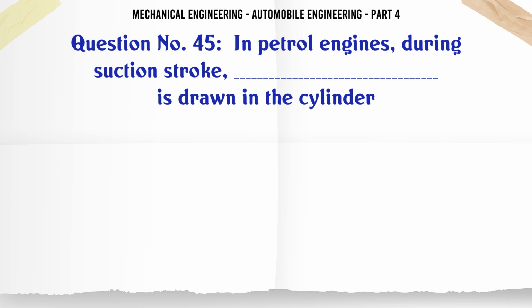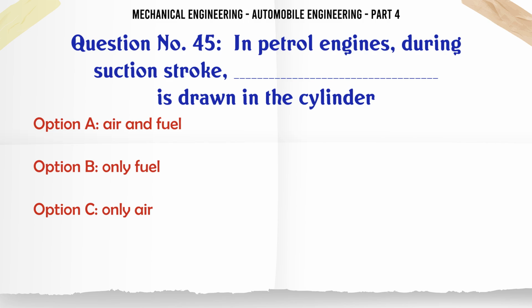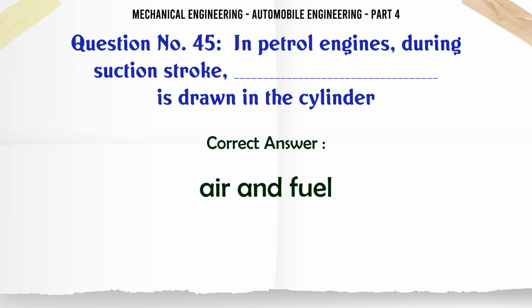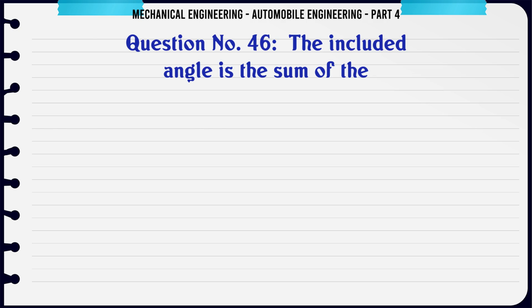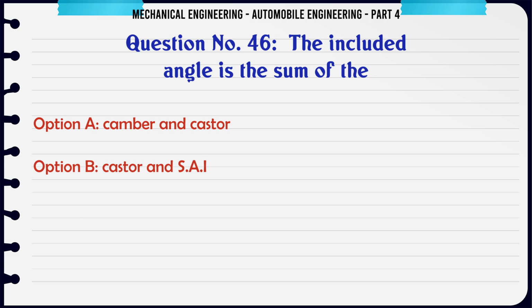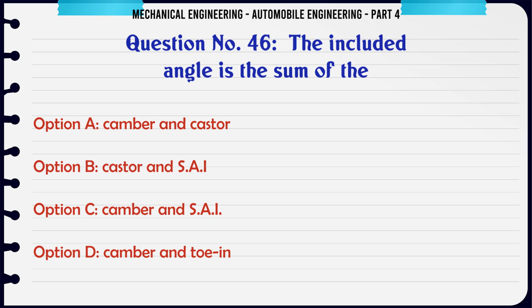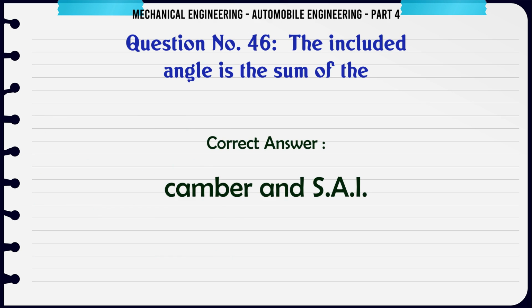In petrol engines, during suction stroke, what is drawn in the cylinder? A. Air and fuel. B. Only fuel. C. Only air. D. None of these. The correct answer is air and fuel. The included angle is the sum of the: A. Camber and caster. B. Caster and SAI. C. Camber and SAI. D. Camber and toe-in. The correct answer is camber and SAI.